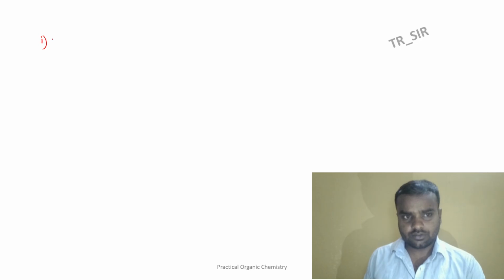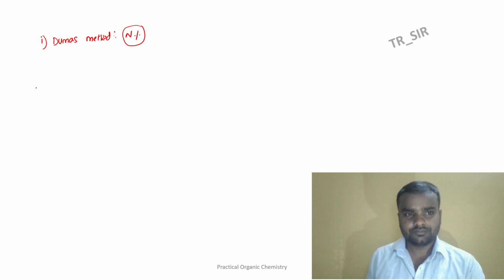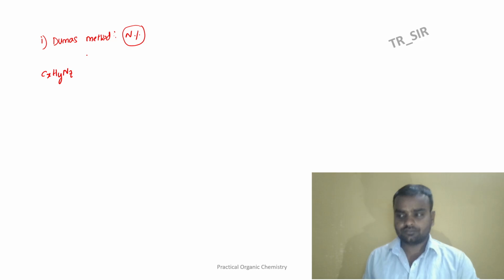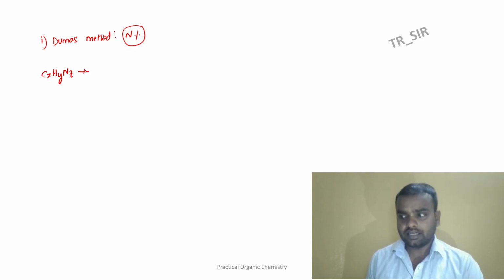First, estimation of nitrogen by the Dumas method. For percentage of nitrogen, we are discussing. Now let us take CxHyNz. This will be treated with cupric oxide.